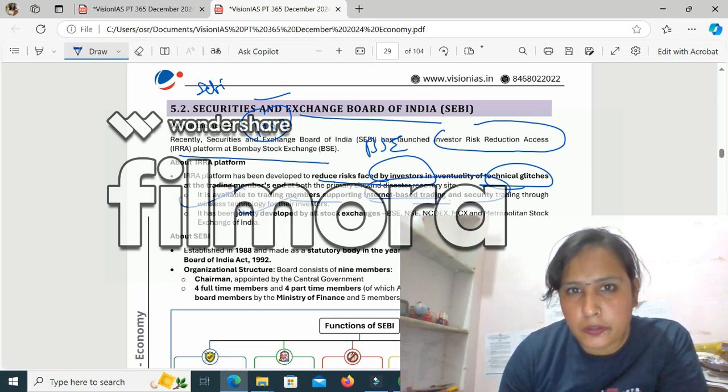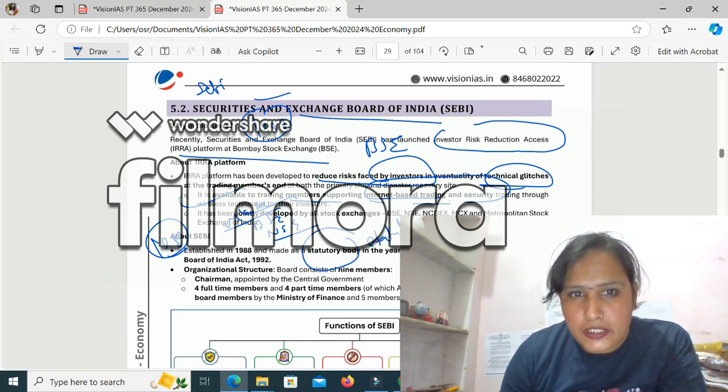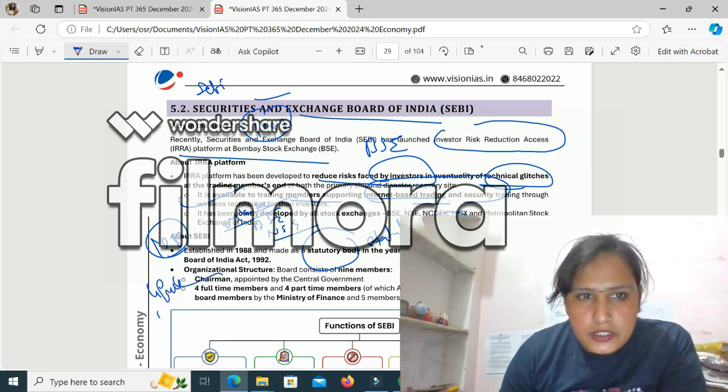It is jointly developed by the BSE, the NSE (National Stock Exchange), and the MSEI (Metropolitan Stock Exchange of India). It was established in 1988, and it became a statutory body in 1992. So this is the Securities and Exchange Board of India. A chairman is appointed by the central government, and there are four full-time members and four part-time members. There is one member from the RBI and five members from the Ministry of Finance of the central government.